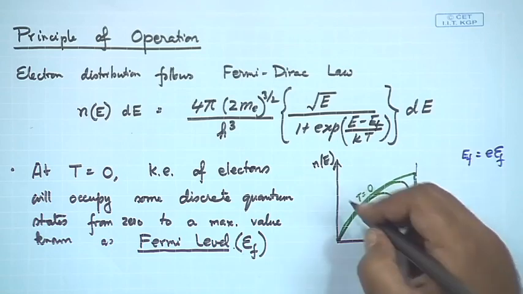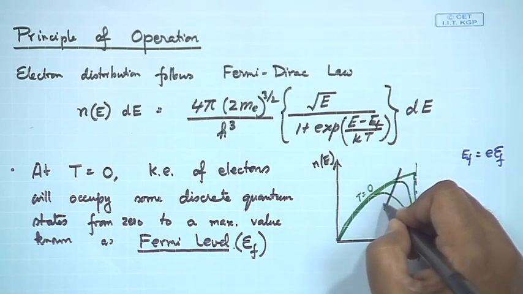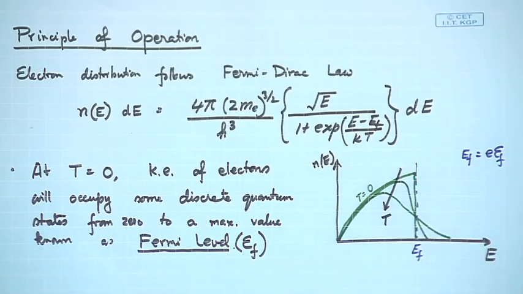As I keep on increasing the temperature, in this direction T keeps increasing. As the temperature goes beyond absolute 0, some of the electrons, especially the outer ones, will have enough energy and will vibrate around the Fermi level. Some of them will have energies above the Fermi level, and most of them will keep vibrating, and the amplitude of vibration keeps increasing as we increase the temperature.